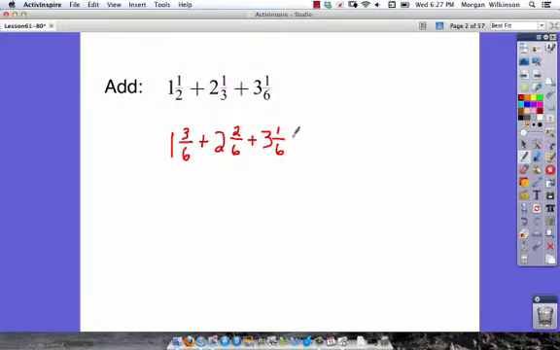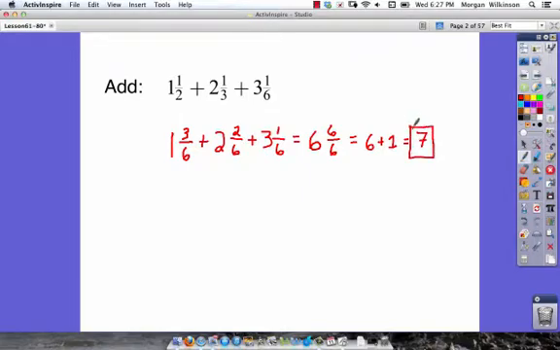Now we can go ahead and solve. 1 plus 2 is 3, plus 3 more is 6. So our whole part is 6. 3 plus 2 is 5, plus 1 more is 6. So we get 6 and 6/6. Now 6/6, that's the same as 1. So we need to reduce. We need to simplify. So in this one, we're going to get 6 plus 1, which must be equal to 7. We've got our final answer.